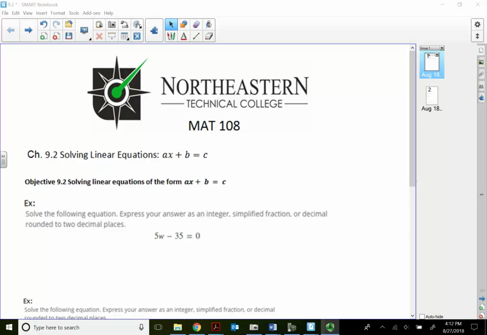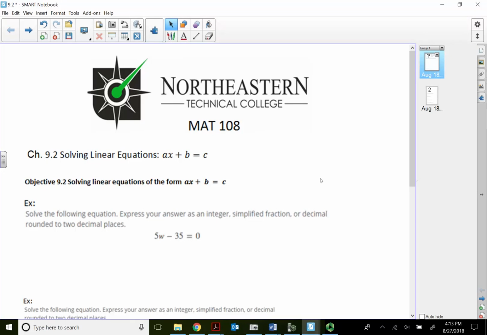Welcome to Accelerated Math 108, Module 9.2, Solving Linear Equations in the Form of ax plus b equal to c. So now we're going to begin solving equations where we have more than two terms, and we will also need to divide, at the very end of the steps, by the coefficient.